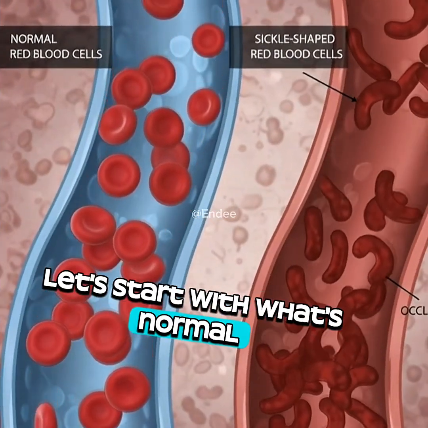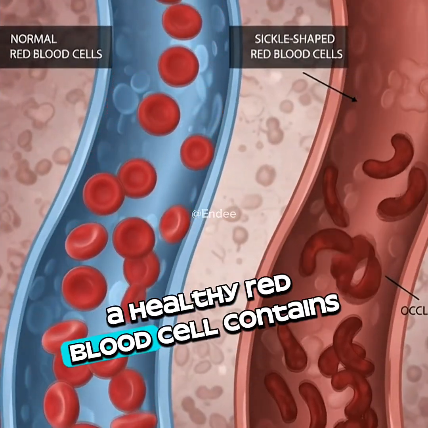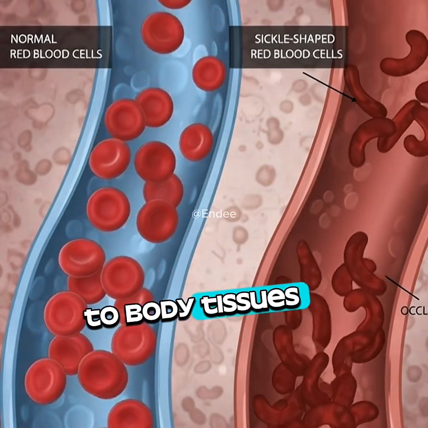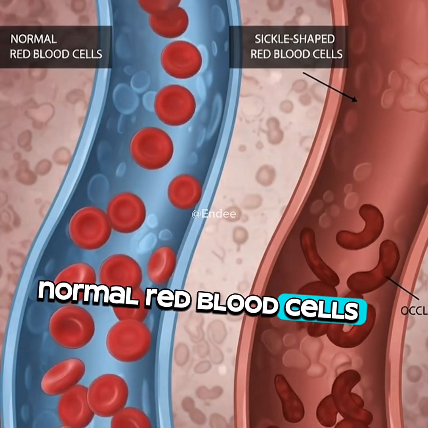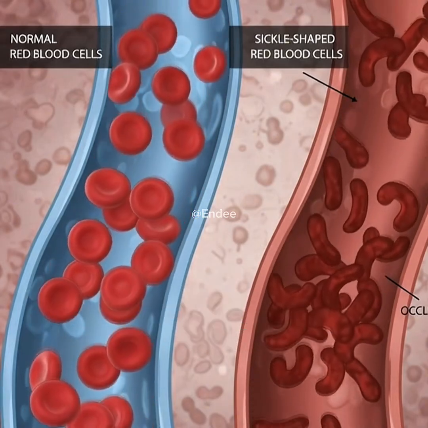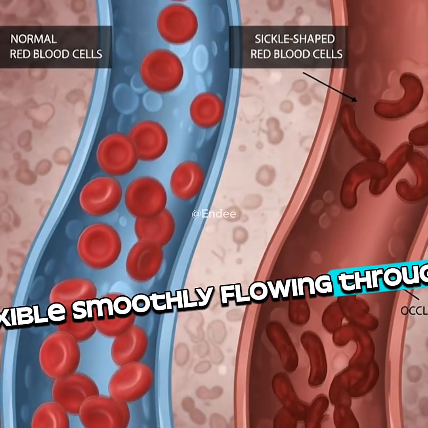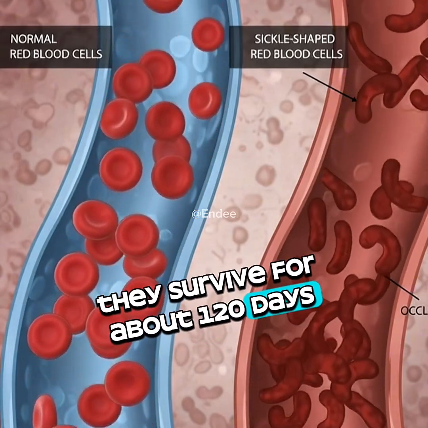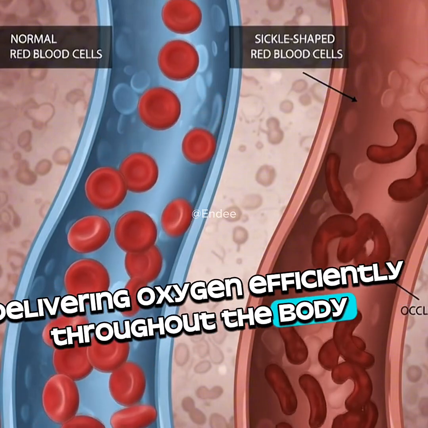Let's start with what's normal. A healthy red blood cell contains hemoglobin A, which carries oxygen from the lungs to body tissues. Normal red blood cells are biconcave, flexible, smoothly flowing through tiny capillaries. They survive for about 120 days, delivering oxygen efficiently throughout the body.